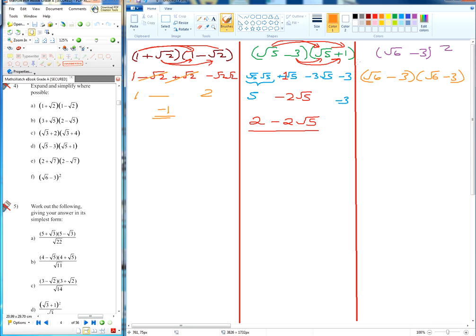Are you happy with that, Ifra? Is that good? Now we're going to multiply that. So we got root 6 times by root 6. Just write that as root 6, root 6. Its product. Root 6 times by minus 3, which will give you what? Minus 3 root 6. And then another minus 3 root 6. And then minus 3 times by minus 3 will give us?